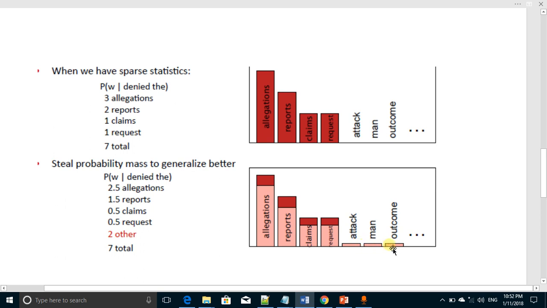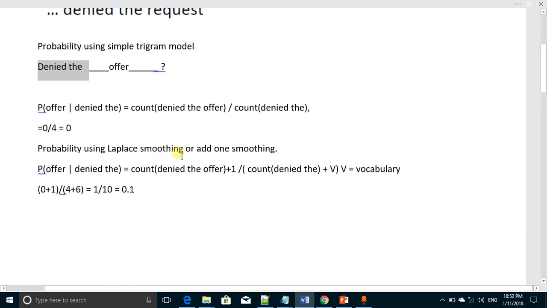and then we distribute these two into these words which did not appear. So in short, we tax some amount from every word that appeared in the training set or the given corpus, and we distribute that amount among all the words that did not appear in the training set. So this is actually the logic or rationale behind this smoothing.